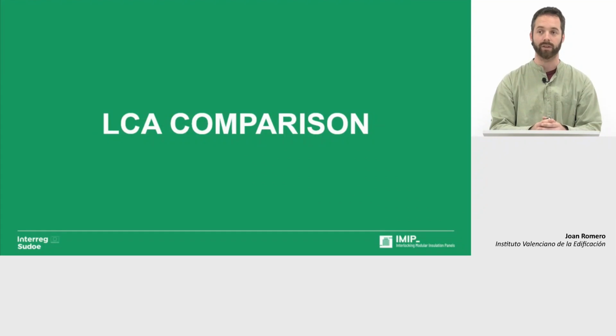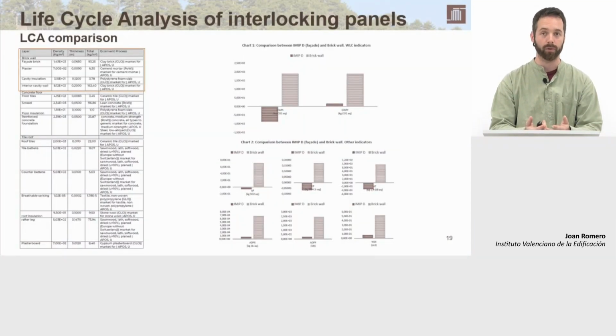For example, we can see here, comparing the IMIP D, that is the facade, to these conventional layers and configurations, we have negative results compared to the common brick wall facade, that obviously in some strategies and in some projects has really good advantages.